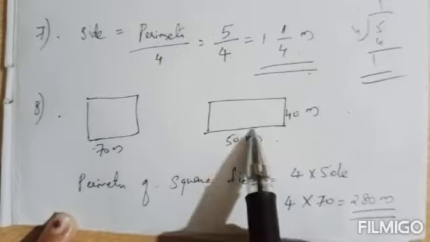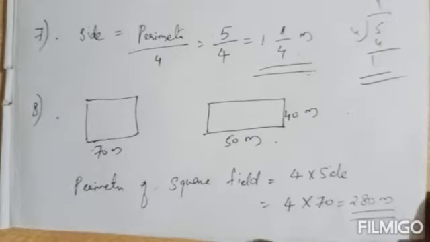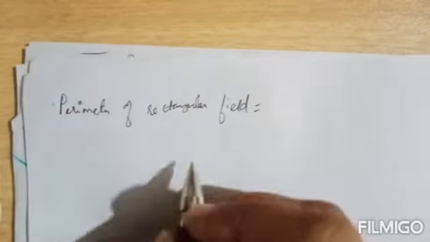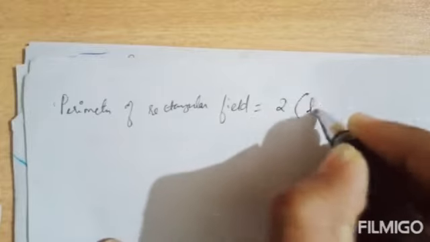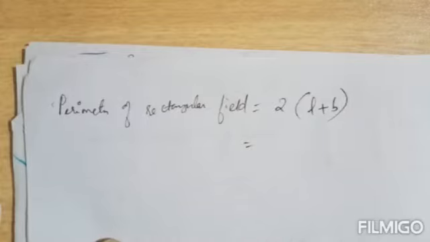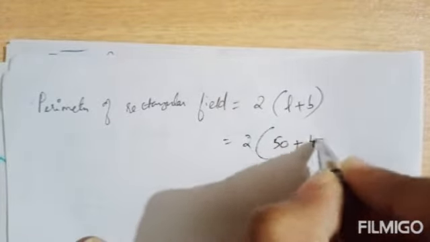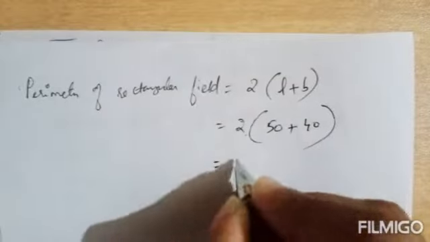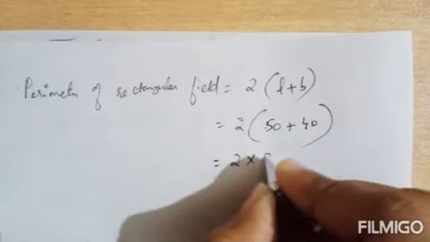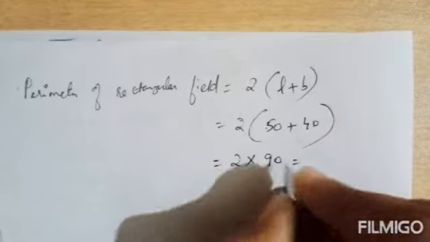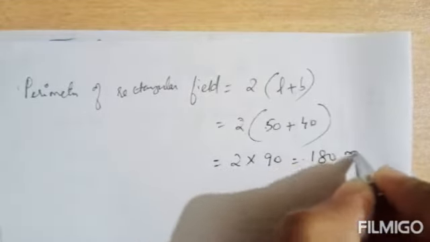Now finding the perimeter of the rectangular field. Perimeter of a rectangle, the formula is 2 into (L plus B). So substituting the values of length and breadth: length is given 50 meter and the breadth is given 40 meter. Substituting, what you will get? 2 into (50 plus 40), that is equal to 2 into 90. 2 into 90, you will get 180 meter.